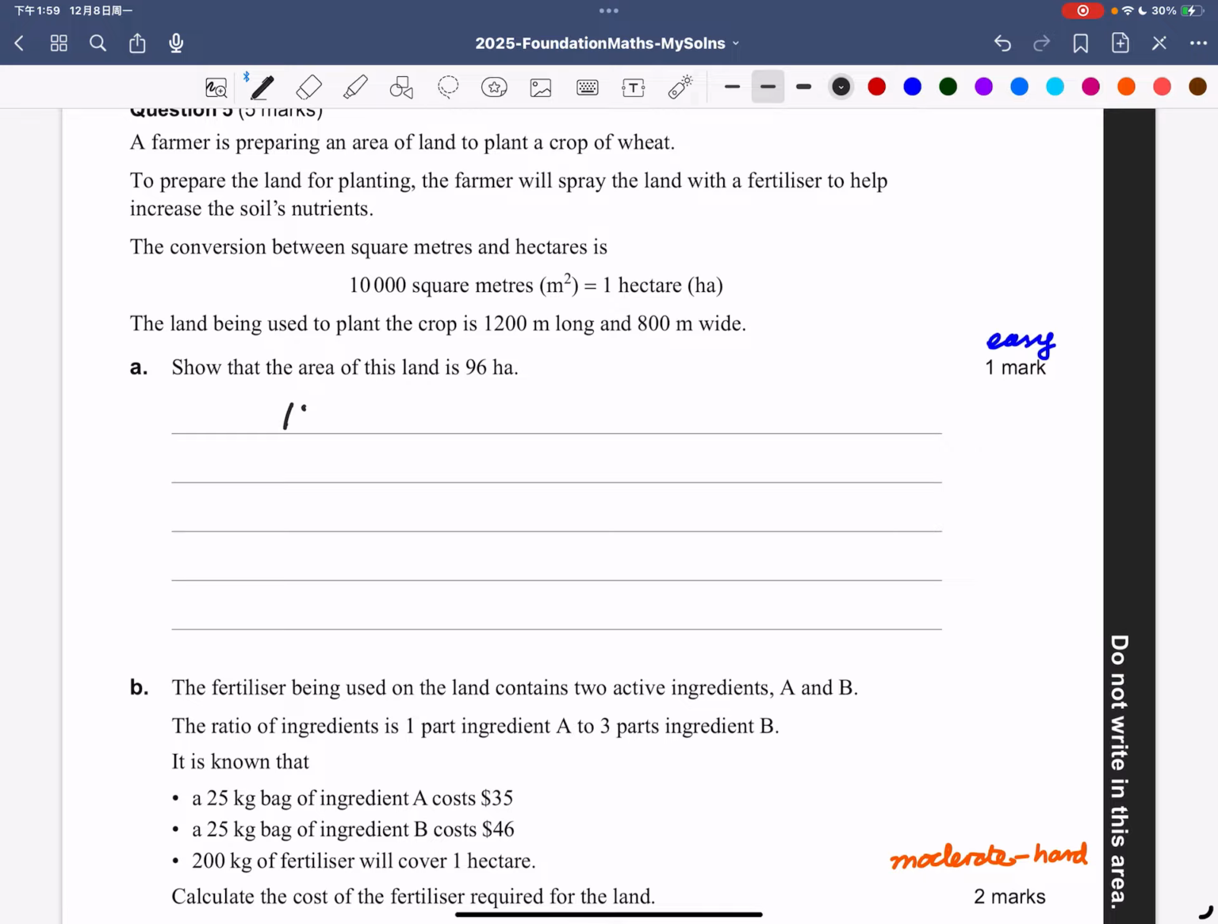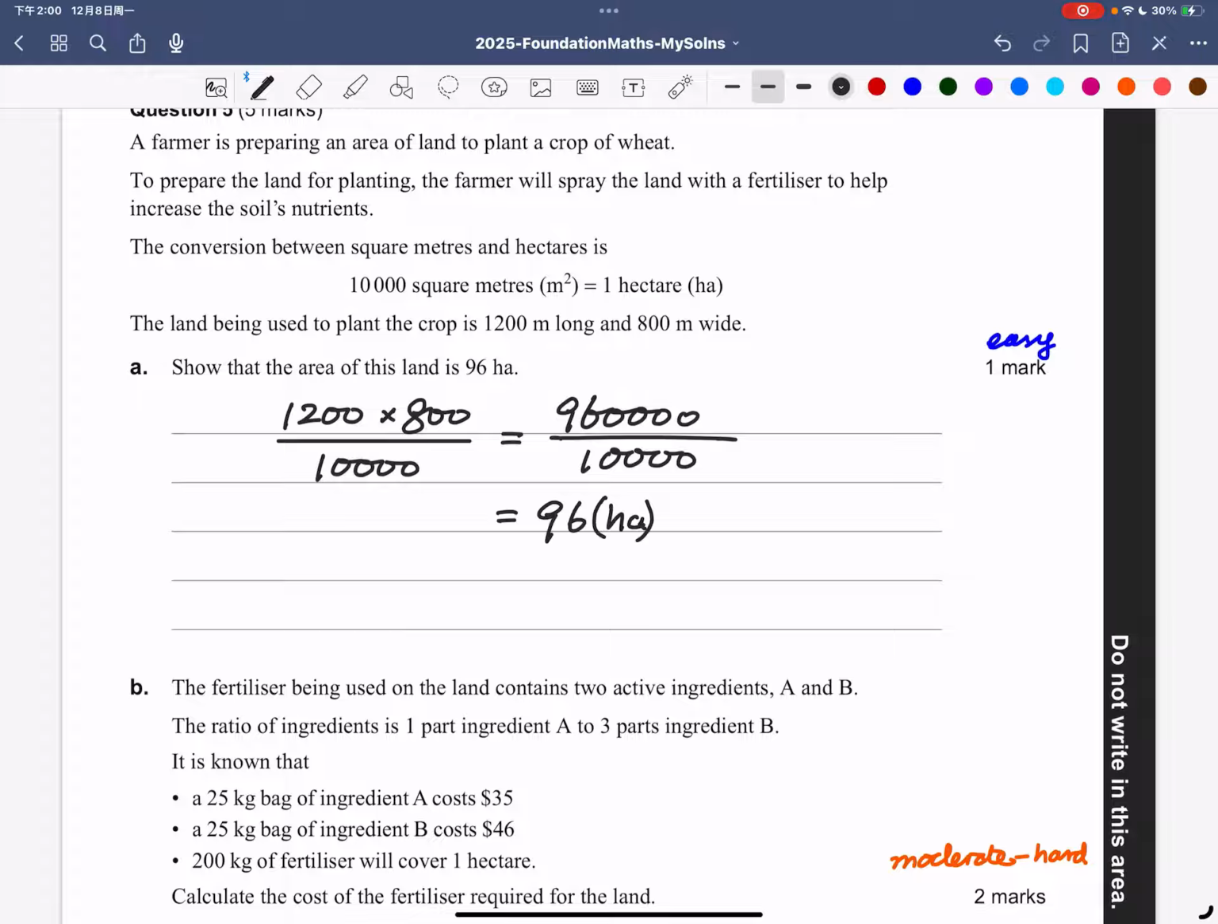So 1,200 multiplied by 800, that's in square meters, divided by 10,000. So you get 96,000 divided by 10,000. So that is 96 hectares. So make sure you show the calculation explicitly. Okay, how you get the area by length times width and then divided by the conversion factor.